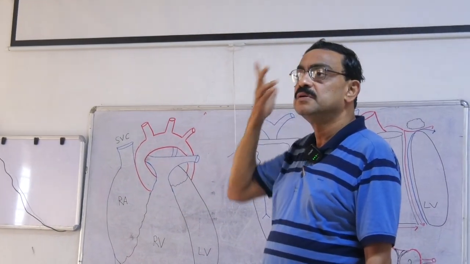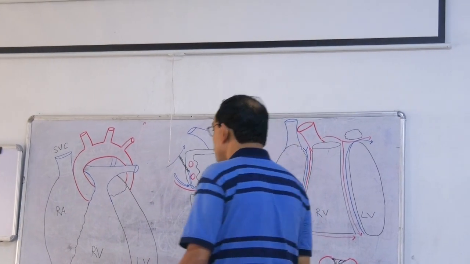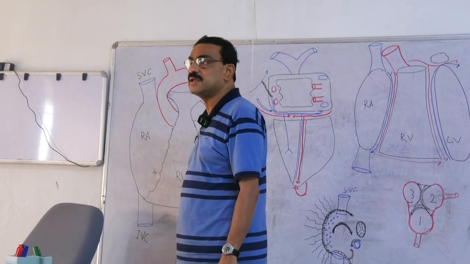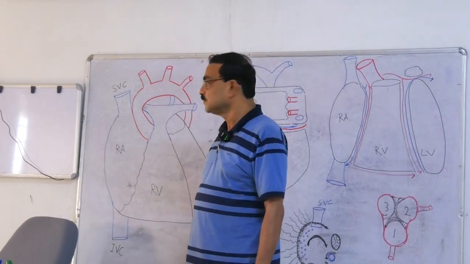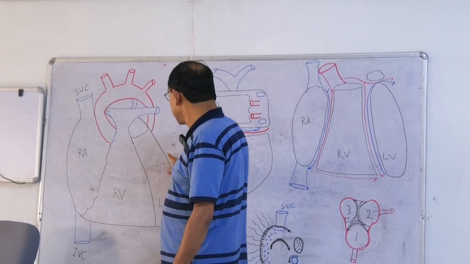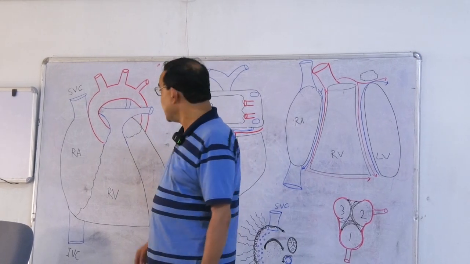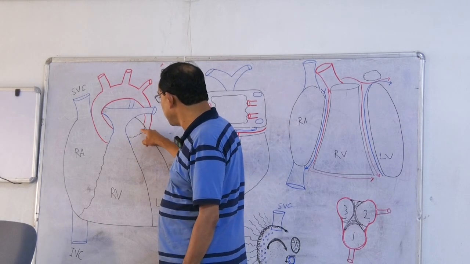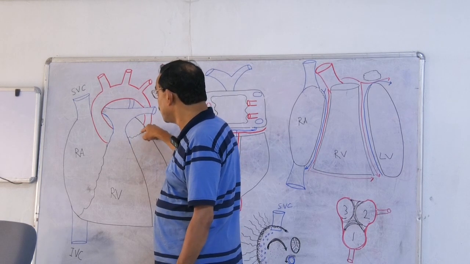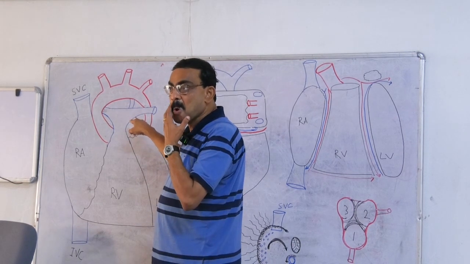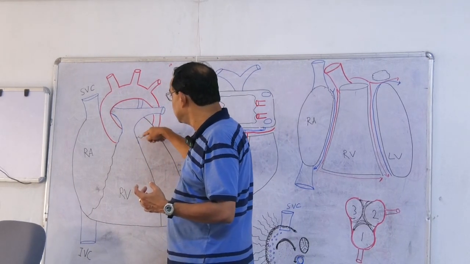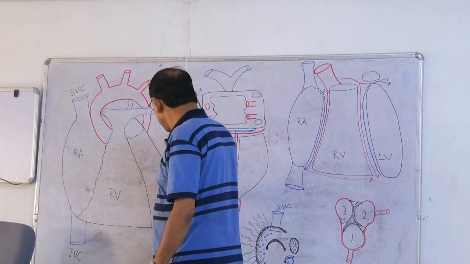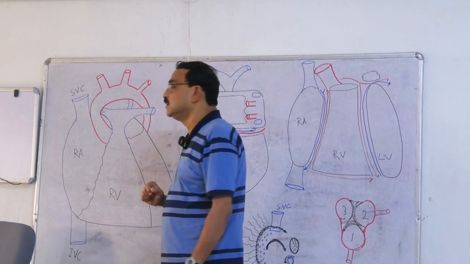Now, about the borders. One border you can see on the right side which connects the superior vena cava and inferior vena cava, that is the right border. Similarly, on the left side we get a left border, which is contributed by the left ventricle and also a corrugated structure just above the left ventricle. This is the left auricle. So the left border is contributed by the left ventricle and also the left auricle.